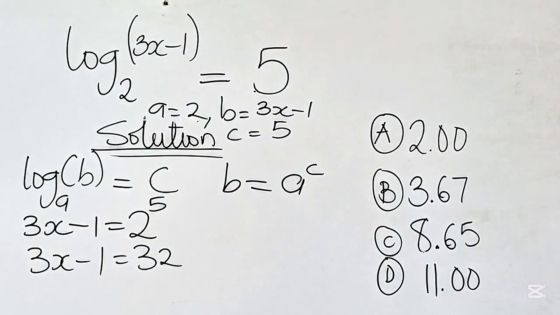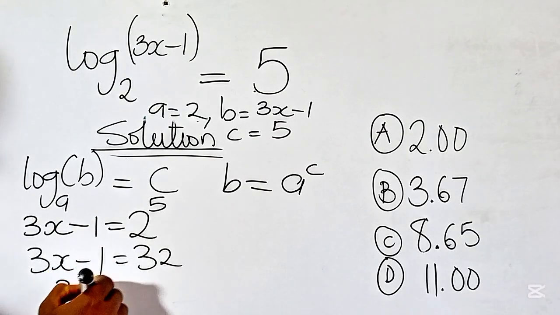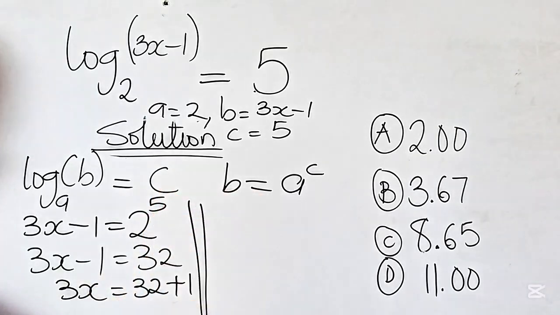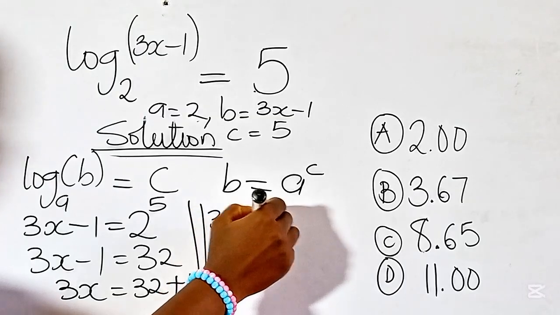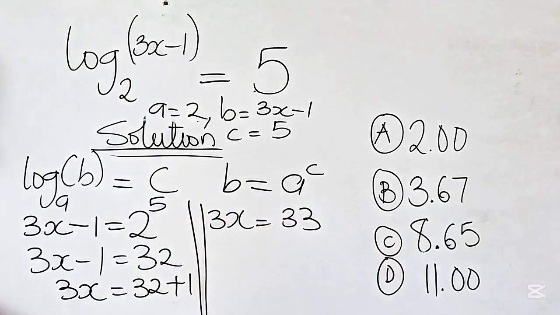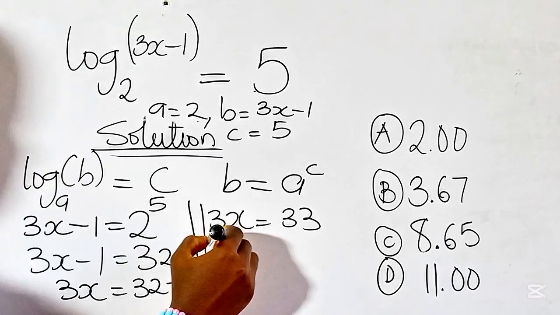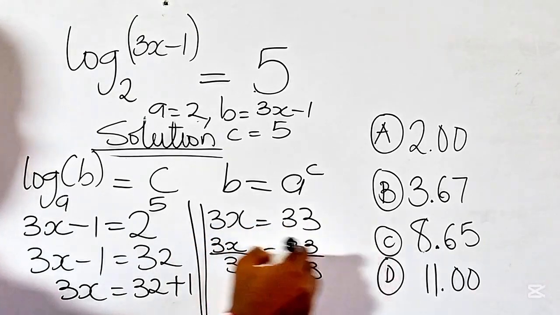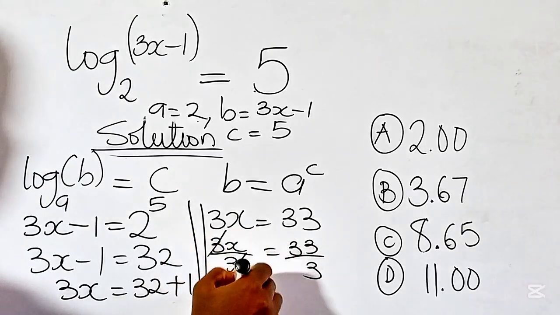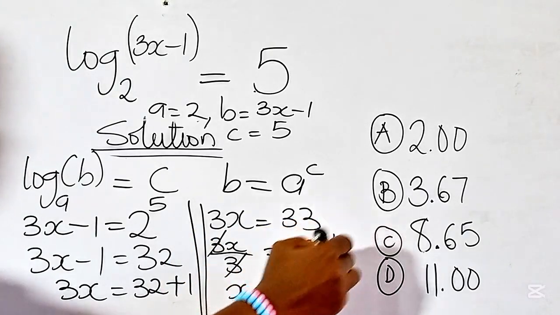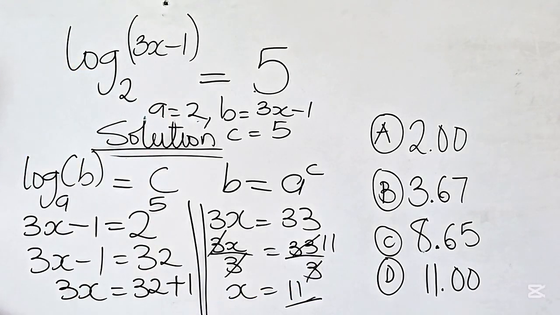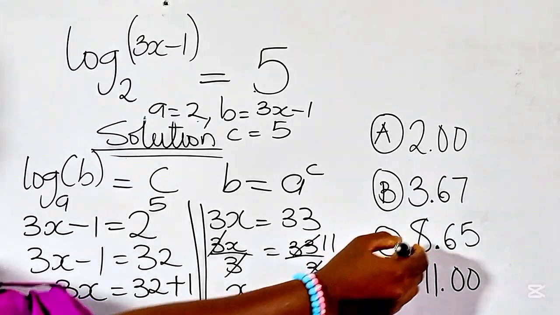So the next thing we want to do here is to add 1 to both sides of the equation. If we do that, we're going to have 3x is equal to 32 plus 1. This gives us 3x is equal to 33. To find x, we are going to divide both sides of this equation by 3, right? So this cancels out to give us x. 3 goes into 33 11 times. So the value of x in this equation equals 11. So the right option here is option D.